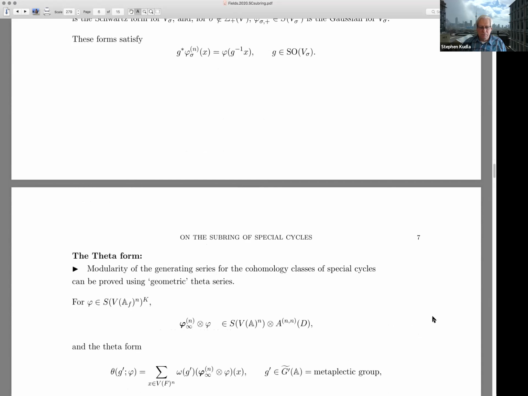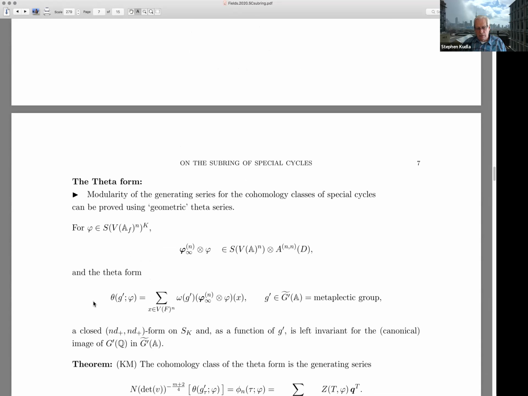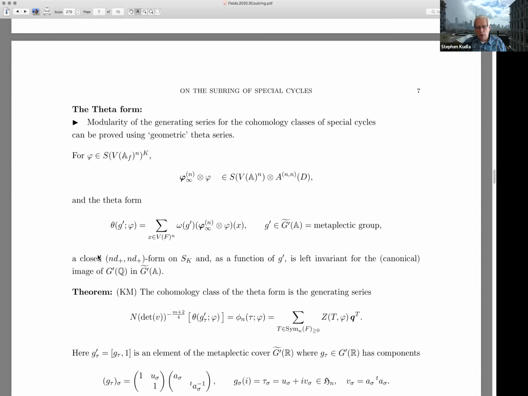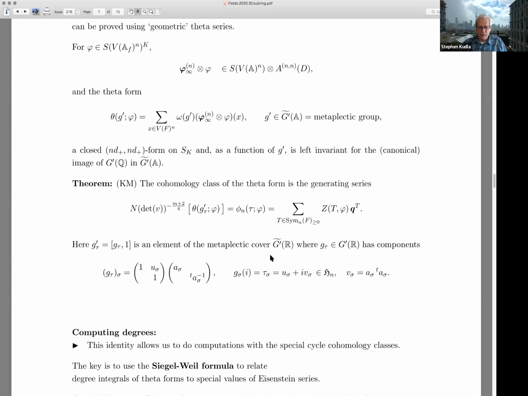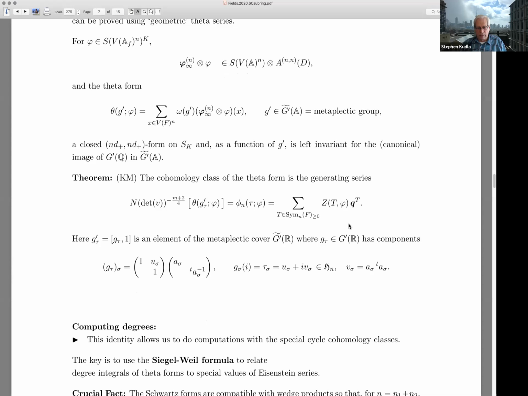And that means that when I make this theta function here, it's going to be a closed nd plus form on the Shimura variety. K, of course, is any compact open which fixes phi. And it's an automorphic form in G prime. And so now the modularity of the generating function comes by just taking the cohomology class of this generating series, and you get exactly the generating function. Here I'm taking some usual passage to classical language from Adelic language.